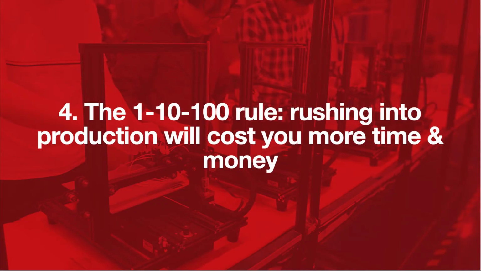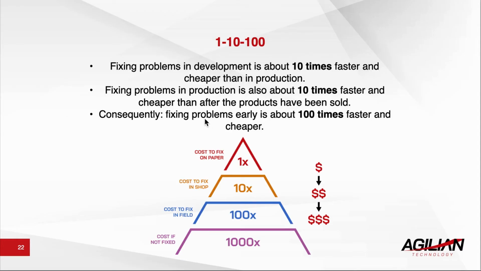Okay, a very important concept, the 1-10-100 rule, and why it's not wise to rush into production. Here's, in a nutshell, what it means. If there's an issue, if you find it when you are doing your design on paper or in CAD software, it's usually pretty simple and pretty fast to fix.